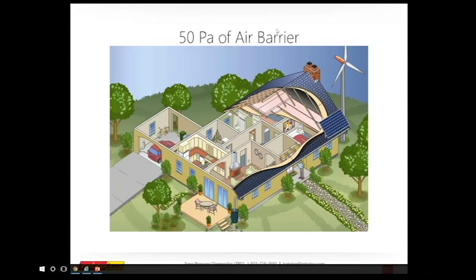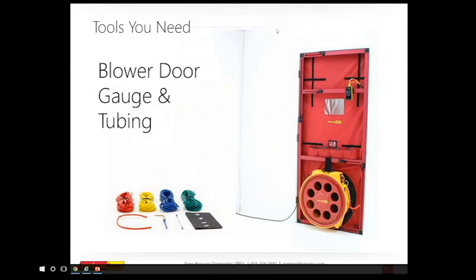Let's see that. So Bill mentioned 50 pascals of pressure, and I like the low tech part. But how do you get that?